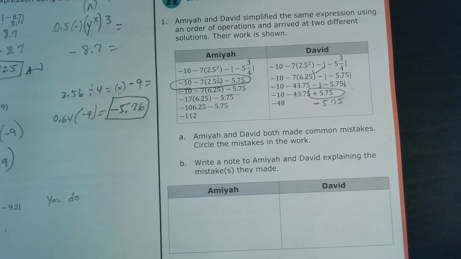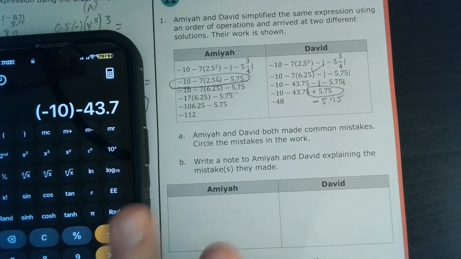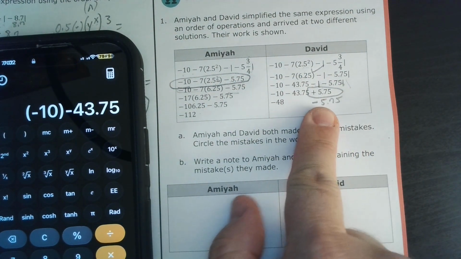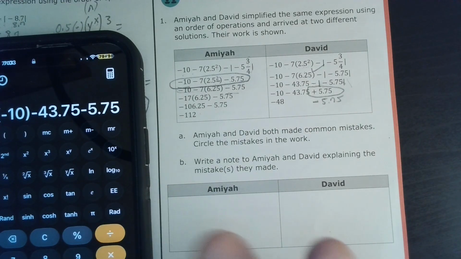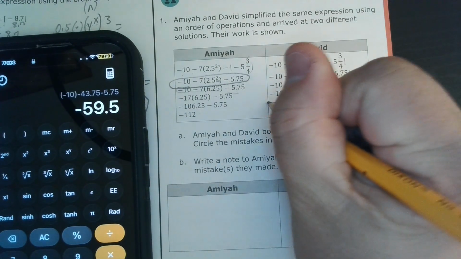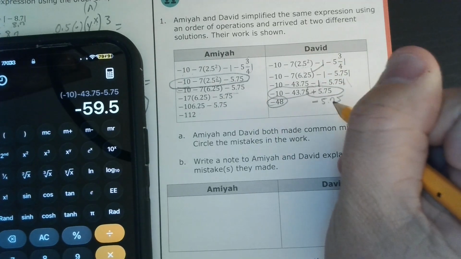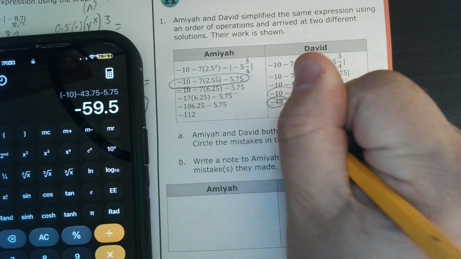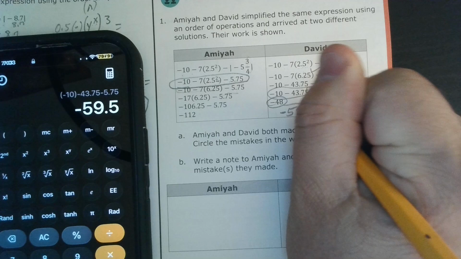So let's see. -10 minus 43.75. I might as well bring it over. Minus 5. So this is wrong, and this is wrong, and the answer should be -59.5. So they were both wrong.